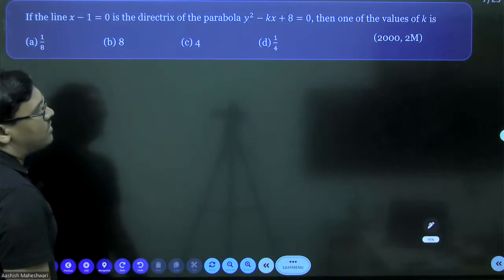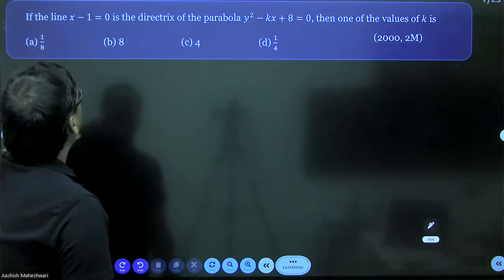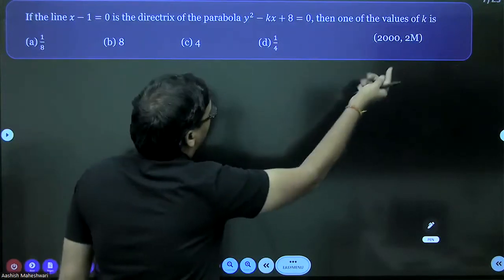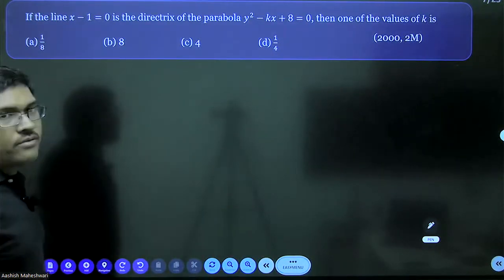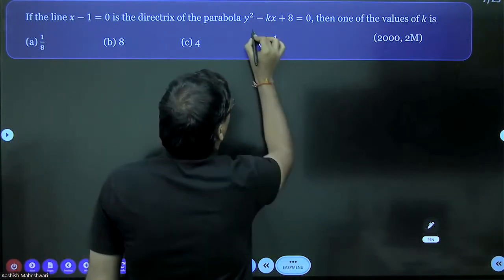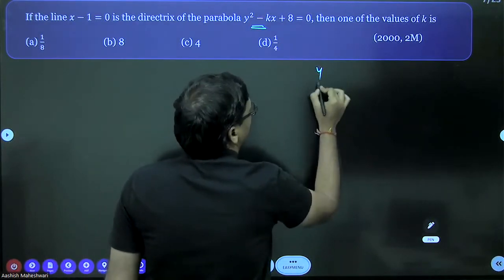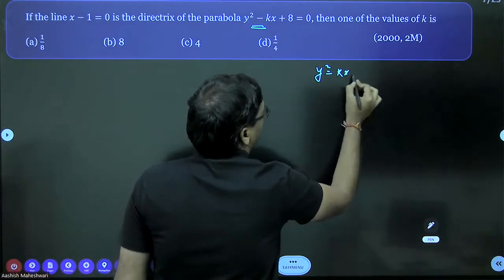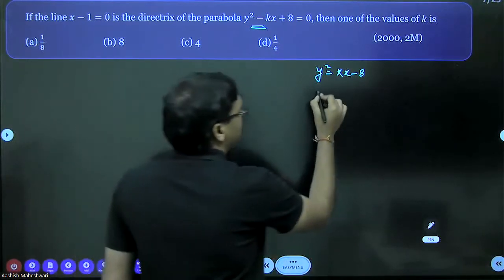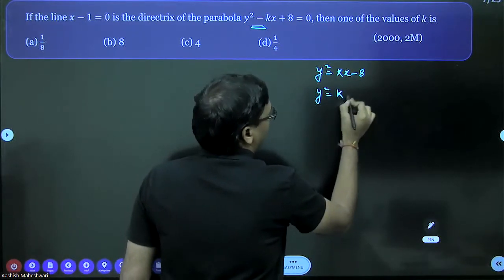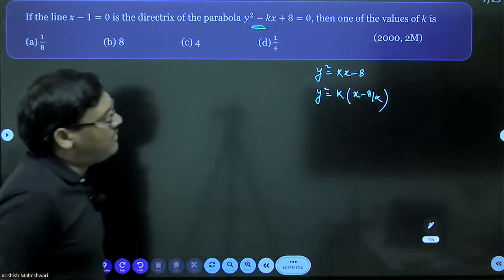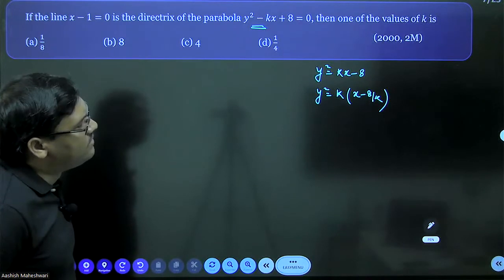Now if the line x is equal to 1, x minus 1 is equal to 0, is directrix of this parabola, then one of the values of k is. You have to find the value of k if directrix is given to you. So first you observe here what kind of parabola is this. This is y square is equal to kx minus 8, right? So basically this is y square is equal to k into x minus 8 by k. This is the parabola we have, correct?